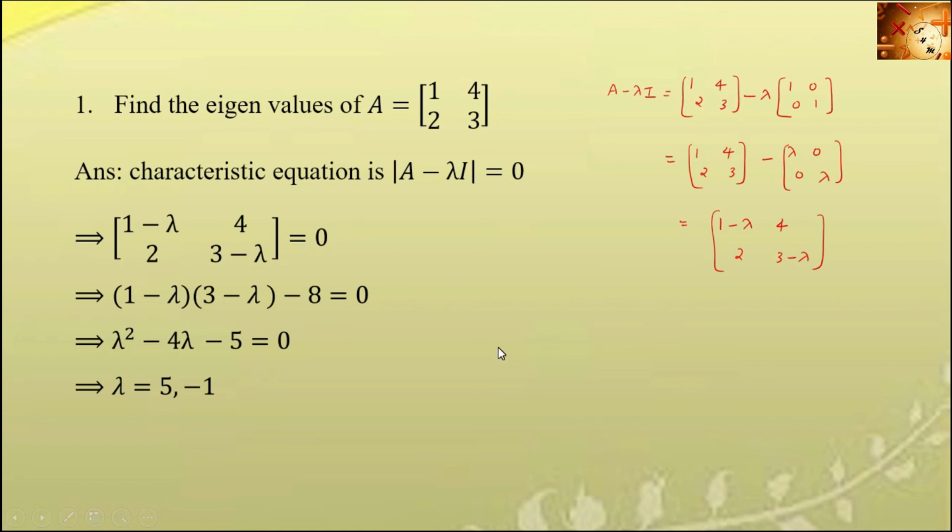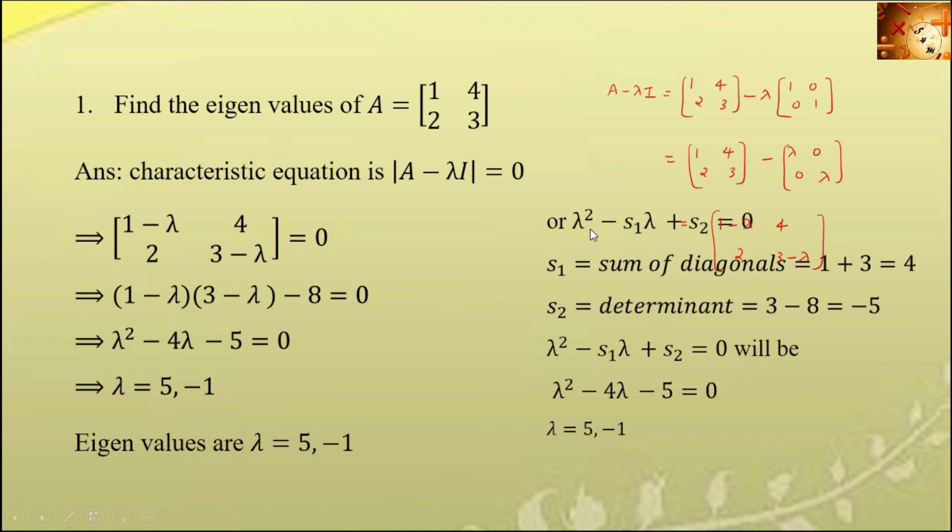Similarly, we can use the formula. For a 2 by 2 matrix, the formula is lambda square minus S1 lambda plus S2 equal to 0. S1 is the sum of diagonals, that is 1 plus 3, which is equal to 4. S2 is the determinant, that is 3 minus 8, which is equal to minus 5. So this equation will be lambda square, with alternating plus or minus signs, so minus 4 lambda minus 5 equal to 0. Solving this, we get lambda equal to 5 and minus 1. This is the easiest method to find the eigenvalues. Also for 3 by 3 matrices.